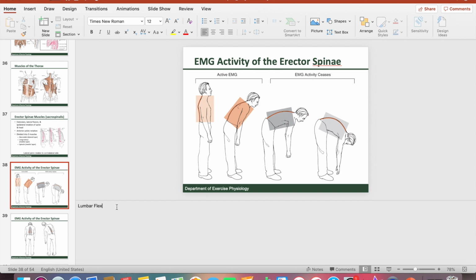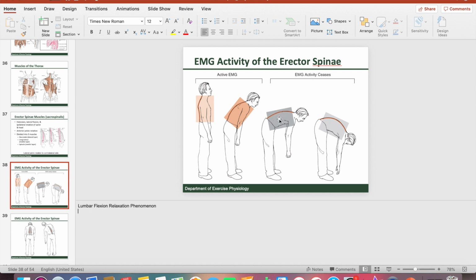Lumbar flexion relaxation. What happens here is, if we look at the EMG activity, when you're standing, the erector spinae is firing. As we go into slight flexion, the erector spinae is firing eccentrically. As we go from this position to this position, erector spinae is lengthening while producing force. So we consider that an eccentric contraction.